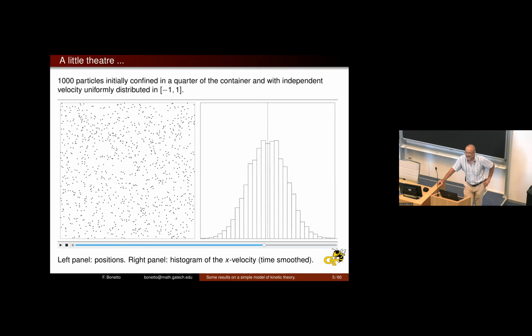And I just have to put a quote that I slightly cheated. The right panel is not actually the histogram, but the histogram smoothed in time over a few collisions, to clear the noise. But okay, so this is the basics of what all this is about.